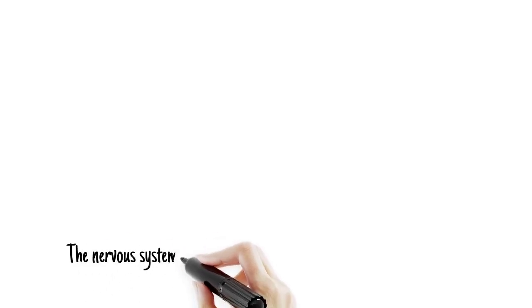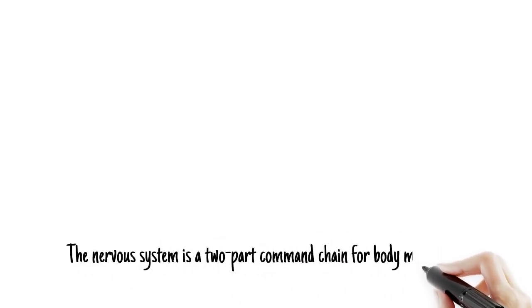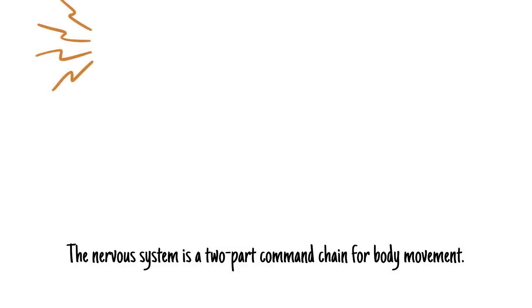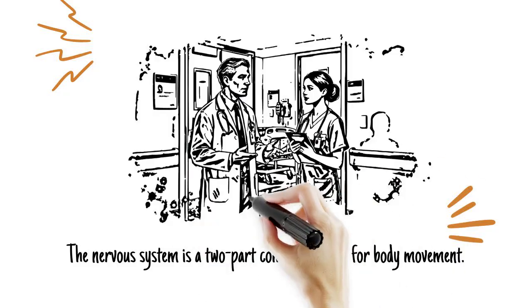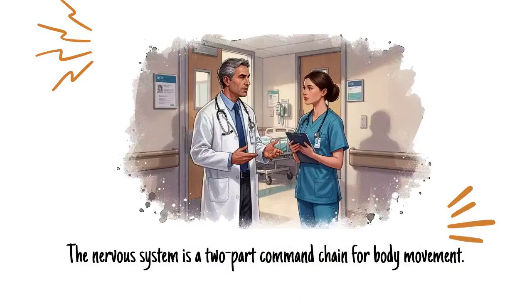To understand how the body moves, think of the nervous system as a two-part command chain. At the top are the upper motor neurons, and at the bottom are the lower motor neurons. Each has a distinct location, a distinct function, and a distinct clinical consequence when damaged.